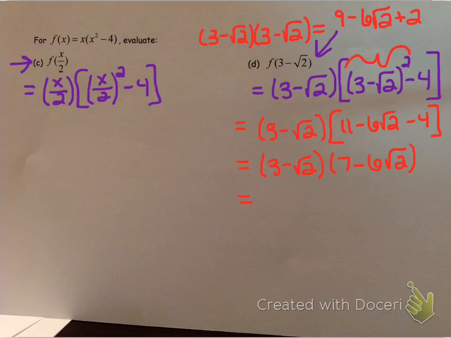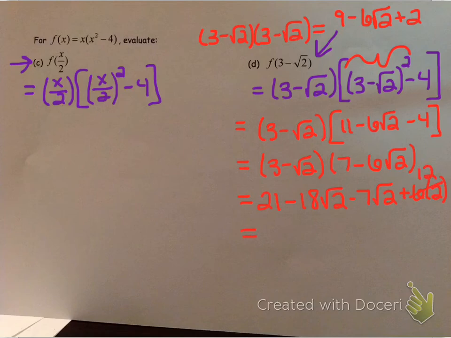Okay, so now I can FOIL again. First terms give me 21. Outer terms give me minus 18 square root of 2. Inner terms give me minus 7 square root of 2. And then the last terms, negative and negative is positive. Square root of 2 and square root of 2 is 2 times the 6 that was already there. So that means that this is just going to be a 12.